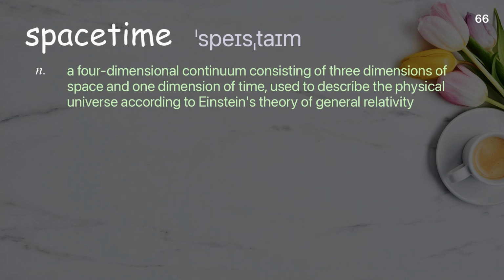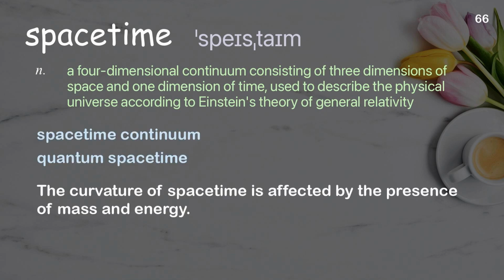Space-time. A four-dimensional continuum consisting of 3 dimensions of space and 1 dimension of time, used to describe the physical universe according to Einstein's theory of general relativity. Examples: Space-time continuum. Quantum spacetime. The curvature of spacetime is affected by the presence of mass and energy.